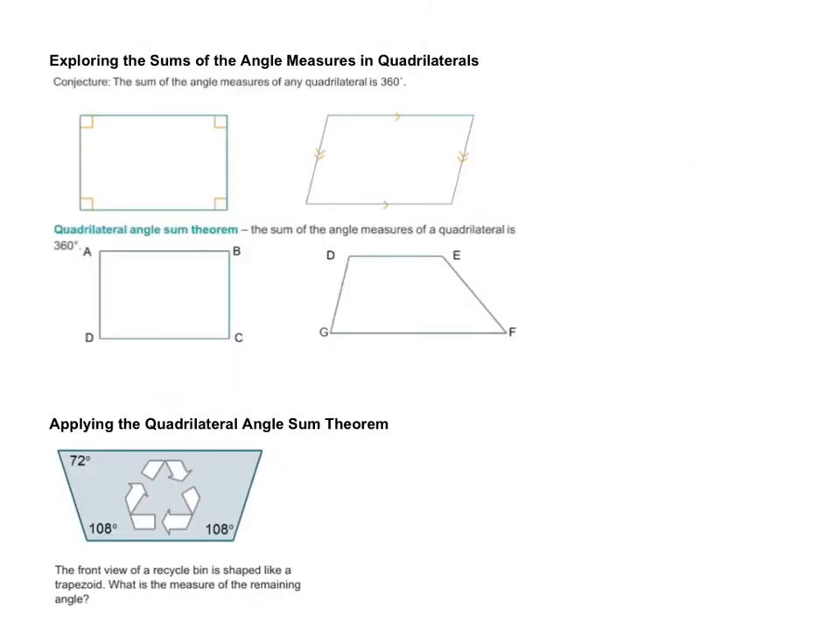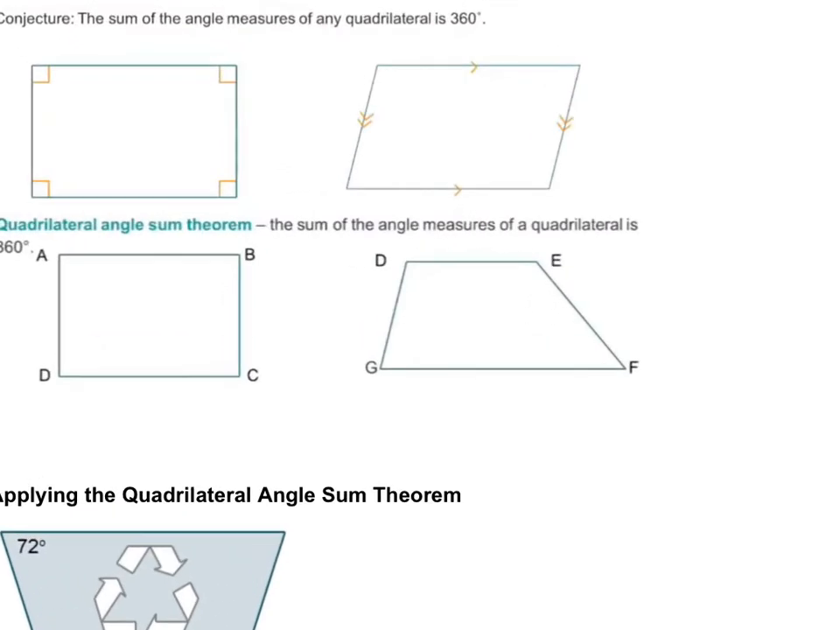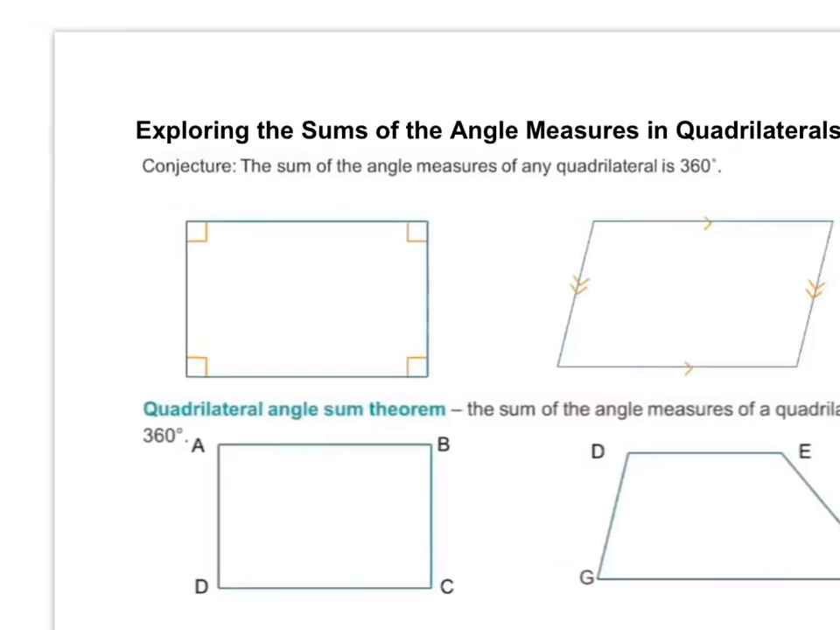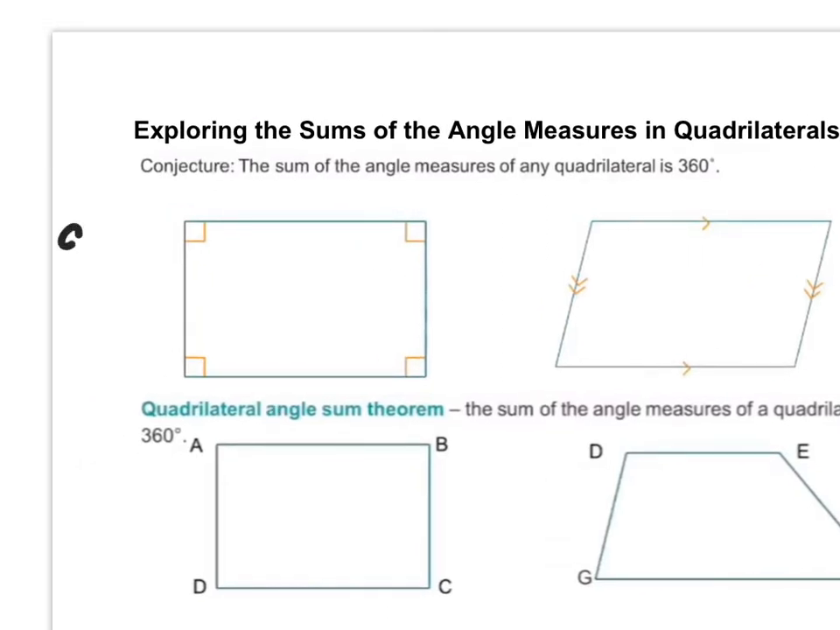Another important thing about quadrilaterals is the sum of the angle measures in a quadrilateral. What we know in a rectangle right here is that all of the angles are 90 degrees. So if I take 90 degrees and multiply it by 4, it's going to give me a total of 360 degrees.